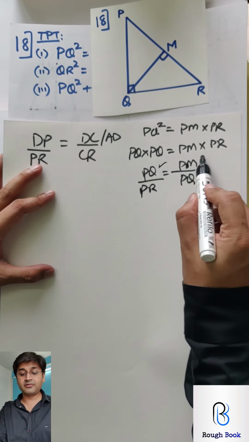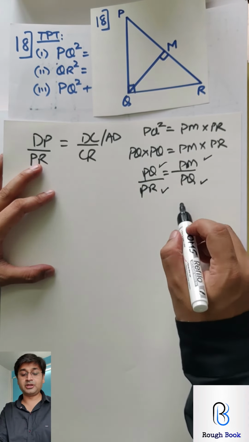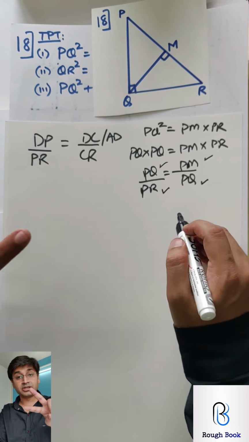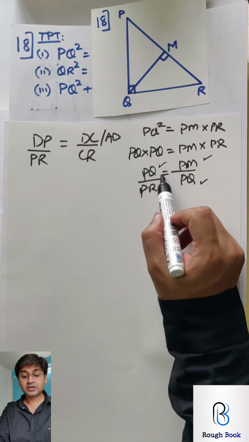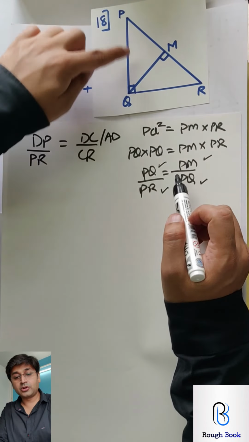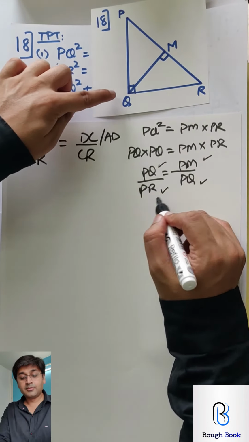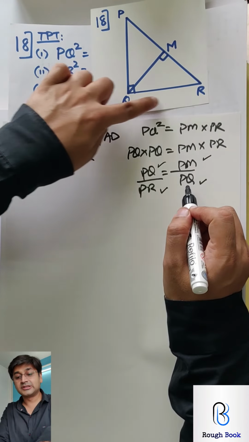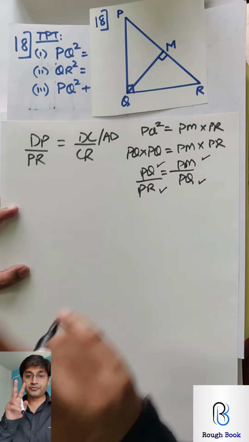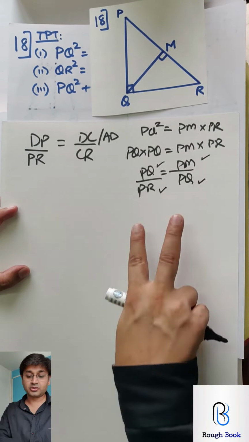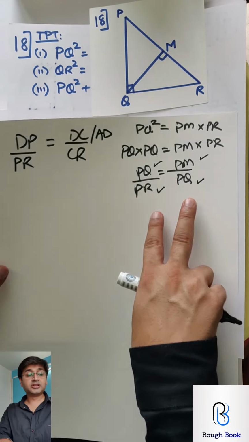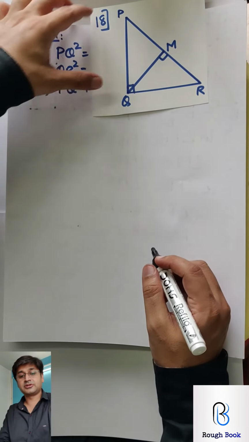Now PQ and PM will belong to one triangle, PR and PQ will belong to the other triangle. That's how you will be able to identify which triangles you are supposed to work at. So PQ and PM is this small triangle, PR and PQ is this big triangle. So if you pick up these two triangles and prove them similar, you can say this by CSST. So let's pull these two triangles out first.